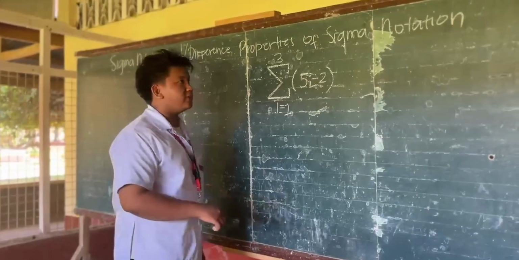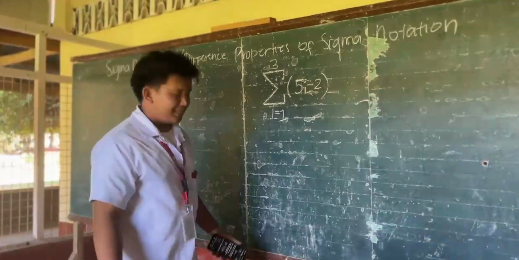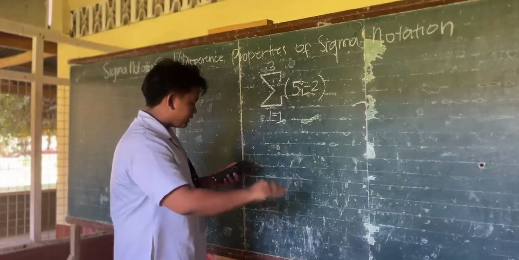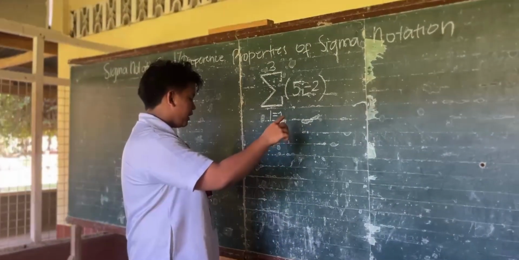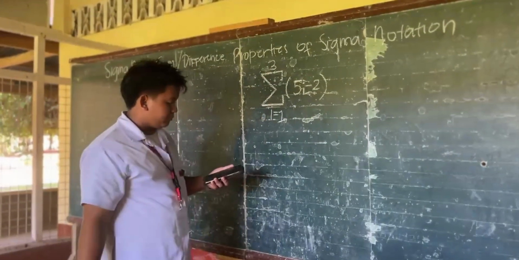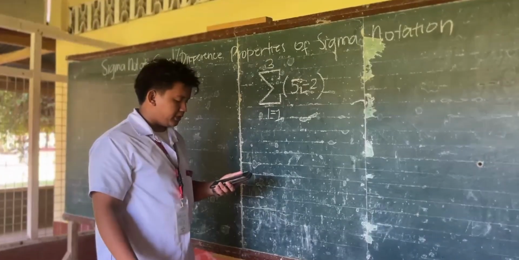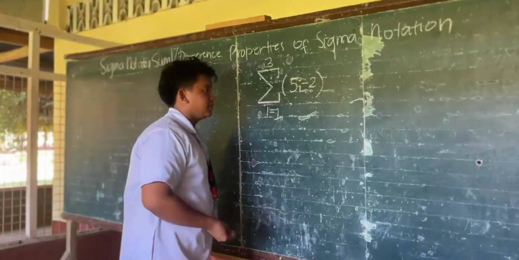Now we're going to have another example of the different properties of sigma notation. We have this expression, and it asks us to find the sum of the sequence 5i minus 2 for i equals 1, 2, and 3. The first step we're going to do is to separate the summation, to apply the difference property to split the single sum into two sums.